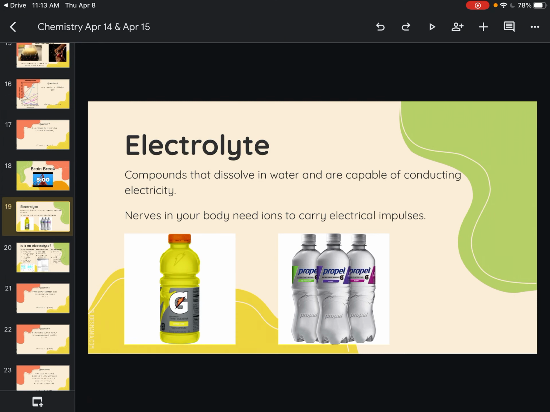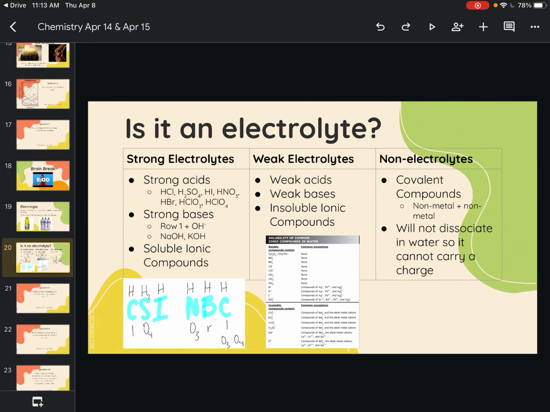So what can be an electrolyte? There's a couple of different things. I recommend pausing on this portion of the video to actually write some of this down. You can have strong electrolytes, weak electrolytes, and then non-electrolytes. So strong and weak, think about it, you'll still be able to conduct electricity, but obviously with stronger, you can conduct electricity faster. Weaker would be a little bit slower. And then non-electrolytes means you cannot carry a charge. You can't conduct electricity through that.